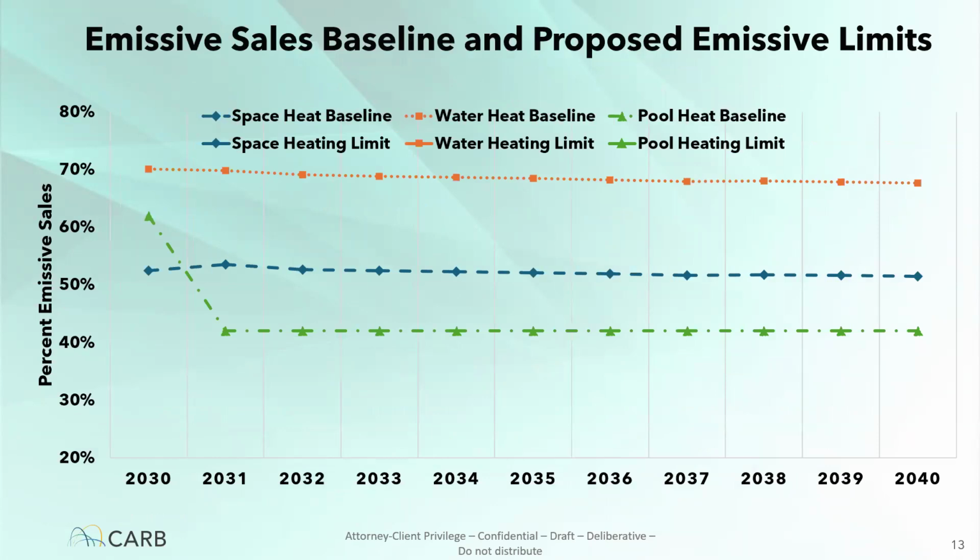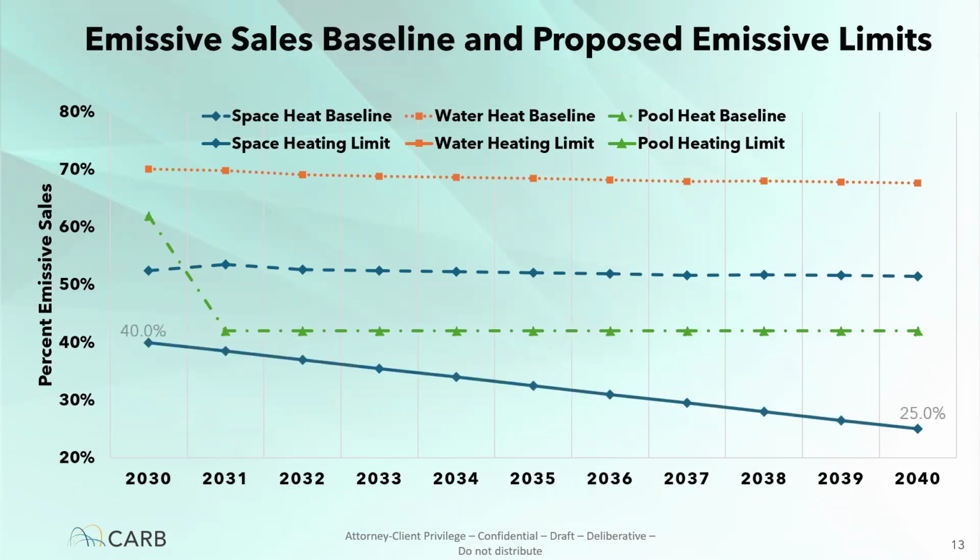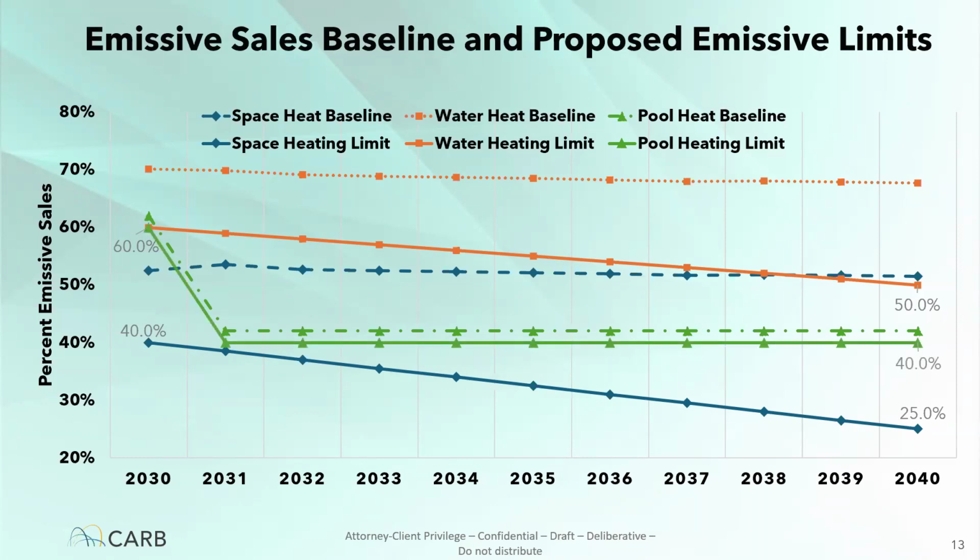Okay, this slide shows the same chart with the baseline emissive sales in dashed lines, and for comparison, it shows the proposed sales limits in solid lines. In the solid blue line, the emissive sales limit for space heating would decrease from 40% in 2030 to about 25% in 2040. In the solid orange line, the emissive sales limit for water heating would decrease from 60% in 2030 to 50% in 2040. And in the solid green line, you can see the emissive sales limit for pool and spa heating would decrease from 60% in 2030 to 40% in 2031 and then remain constant through 2040.